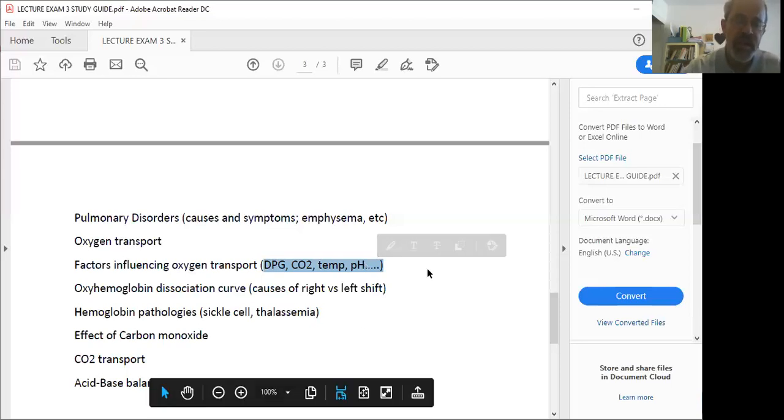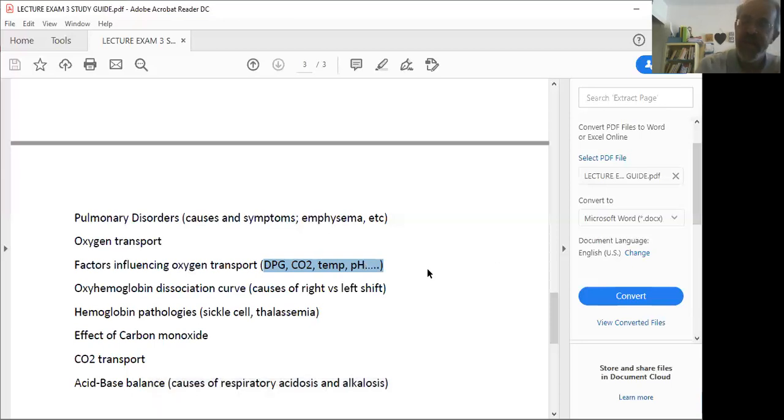Some of the illnesses associated with this: we've talked about hemoglobin pathologies that can affect binding ability, especially with oxygen. We spoke about sickle cell and thalassemia. We also spoke about the role of carbon monoxide, and how carbon monoxide, unfortunately, has a stronger binding affinity with hemoglobin than oxygen does. So if carbon monoxide levels are elevated, that's going to preferentially bind to hemoglobin. It's going to displace the oxygen, and we're going to suffocate.